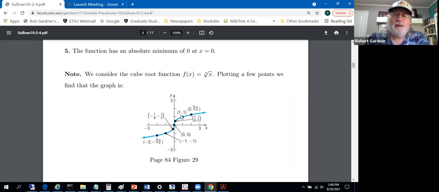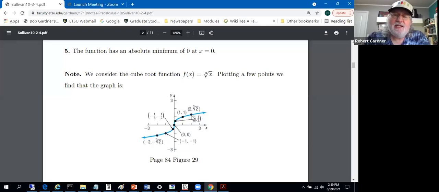Cube root of 1 is 1. Cube root of 2, I don't know why they did this. The cube root of 2 is, well, it's cube root of 2. Okay, it's bigger than 1. I'd actually have to really work at that or just ask a calculator. Roughly, how big is that?